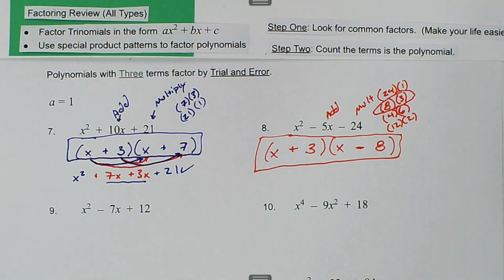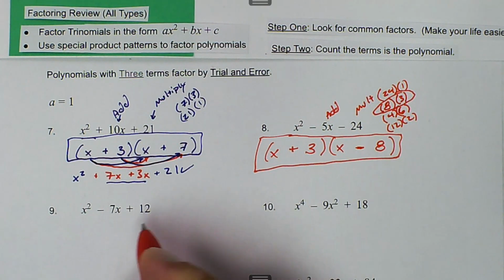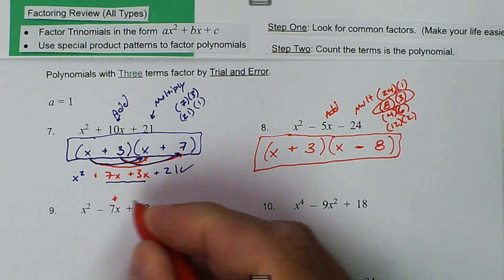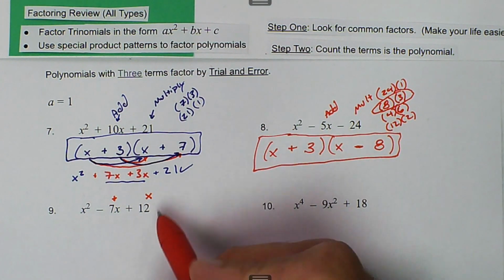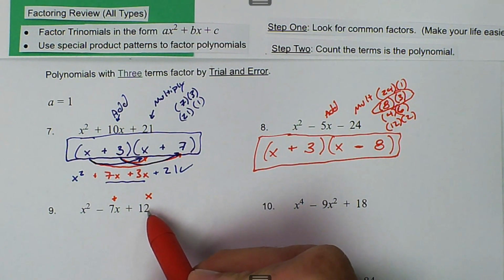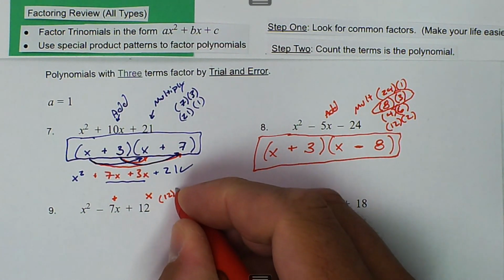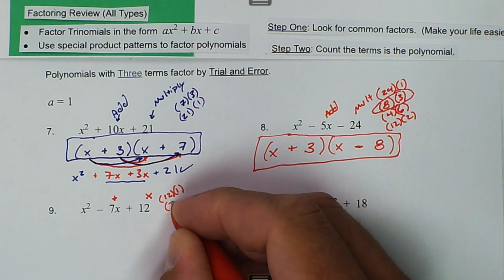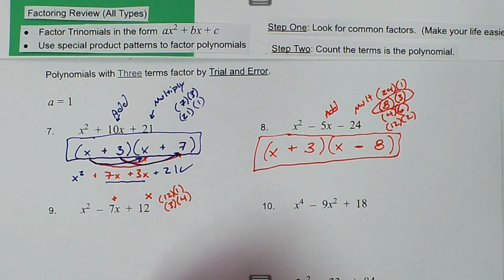Next example we have x squared minus 7x plus 12, and we want to add to -7 and multiply to 12. So we really want to focus on the 12, what multiplies to 12. We could say 12 and 1, 3 and 4. There we go, 3 and 4. Those are going to add to 7.